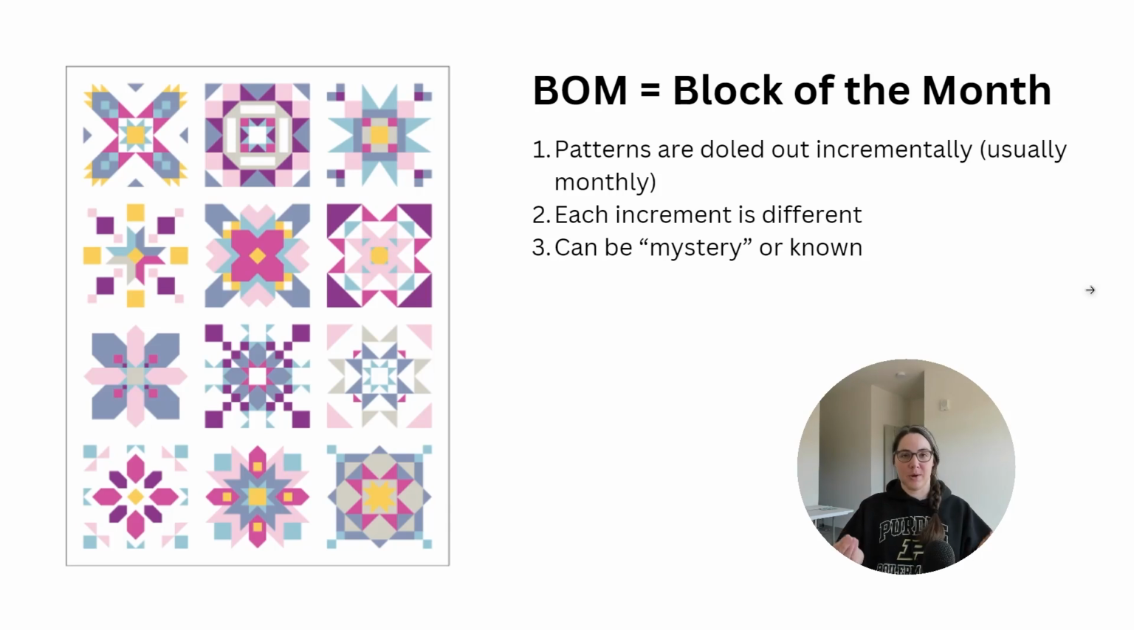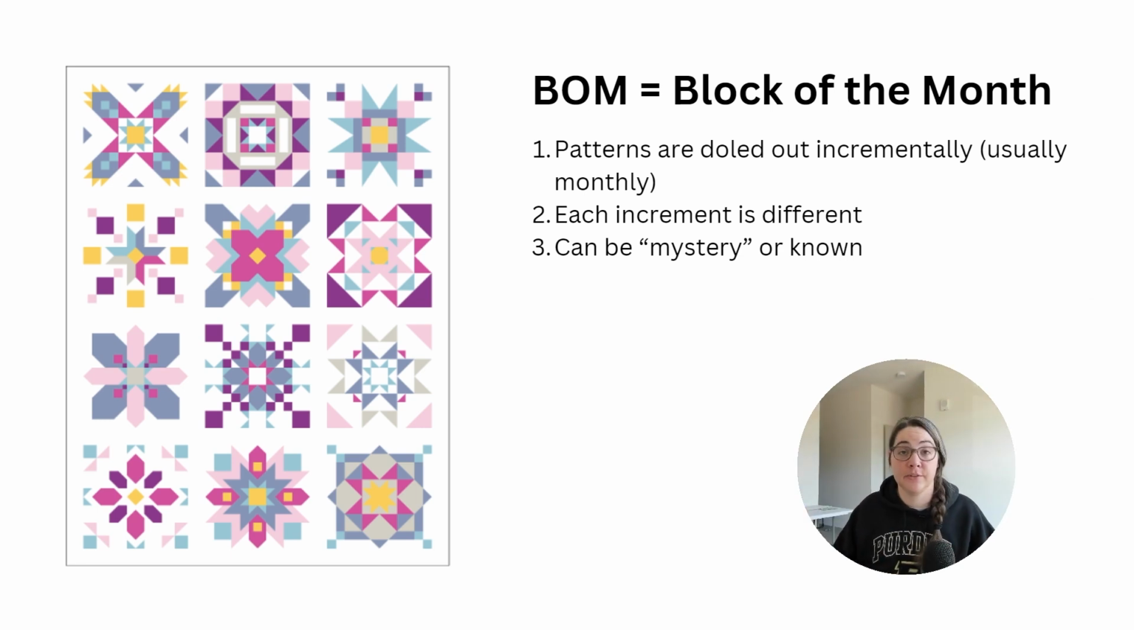But the basic premise is that you've got a single pattern project that is broken up into increments that are doled out on some interval. Each increment's going to be different, so you're not just making the same block once a month for 12 months. That is not the goal here, right? You want to have lots of variety. It can be a mystery quilt, or it can be a known. You can have a picture of the quilt you're making and know that you're going to end up with it at the end of the year, or it can be a complete mystery. You get all of these clues each month, you don't quite know what you're making, and then there's a big reveal at the end, which is kind of fun too.